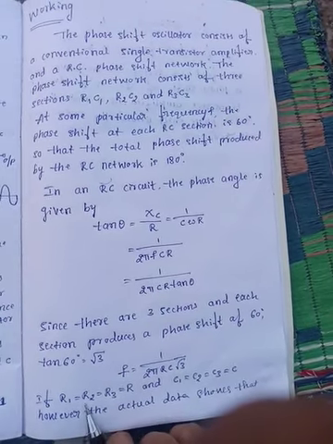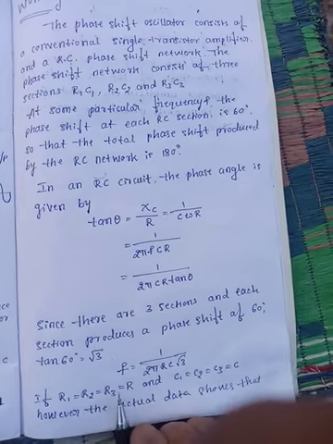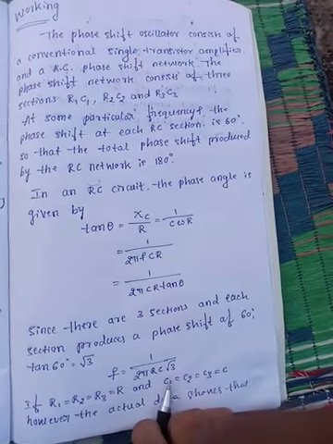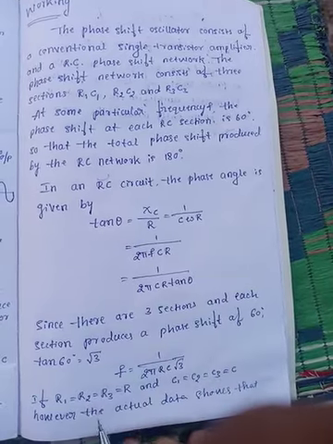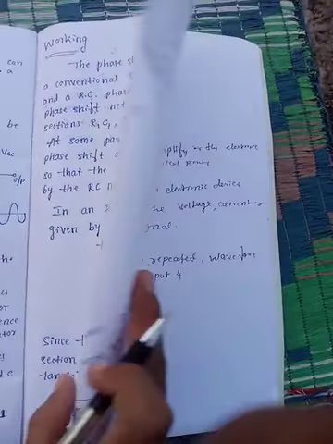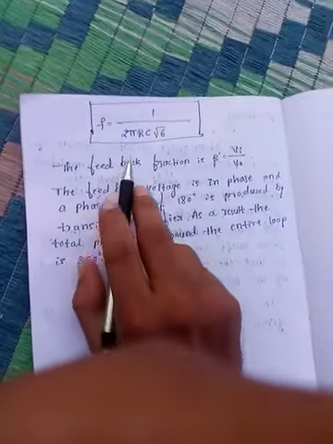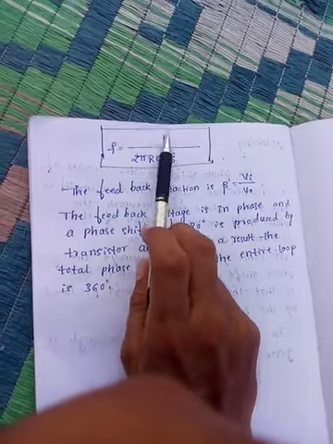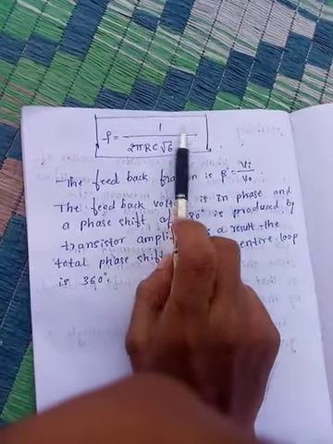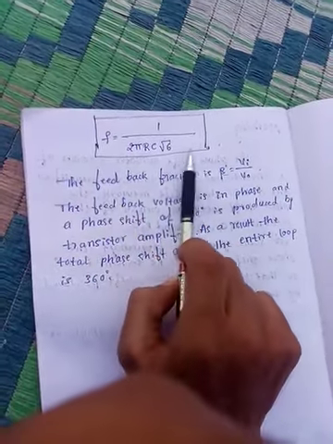If R1 equals R2 equals R3 equals R, and C1 equals C2 equals C3 equals C. However, the actual result shows that f equals 1 over 2 pi R C root 6. This is the expression for frequency in the phase shift oscillator.